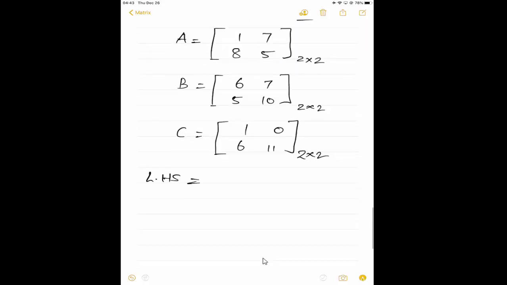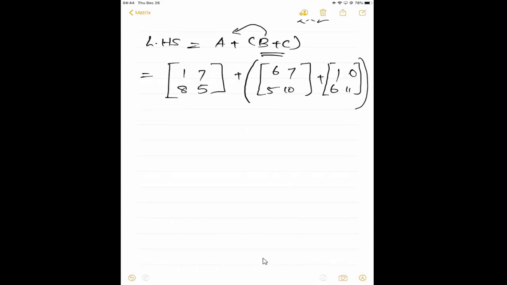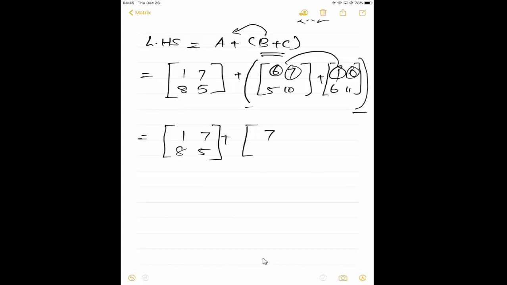Now LHS, that is A plus B plus C. Let's add it. We are trying to add A plus B plus C. You can see the B plus C within a bracket, which is equal to, we know we have to add element wise: 6 plus 1, 7 plus 0, like that. I am adding it directly. Let me put the output. So 6 plus 1 equal to 7, then 7 plus 0 equal to 7, then 5 plus 6 equal to 11, then 10 plus 11 equal to 21. So this is the output for these two matrices.